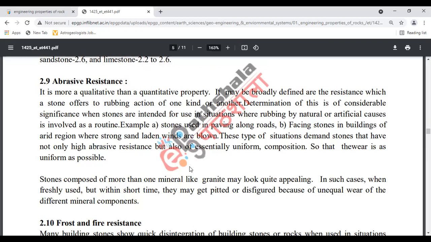Those types of situations demand stones that have not only high abrasive resistance but also essentially uniform composition, so that the wear is as uniform as possible. Stones composed of more than one mineral, like granite, may look quite appealing in such cases when freshly used, but within a short time they may get pitted or disfigured because of unequal wear of the different mineral components.